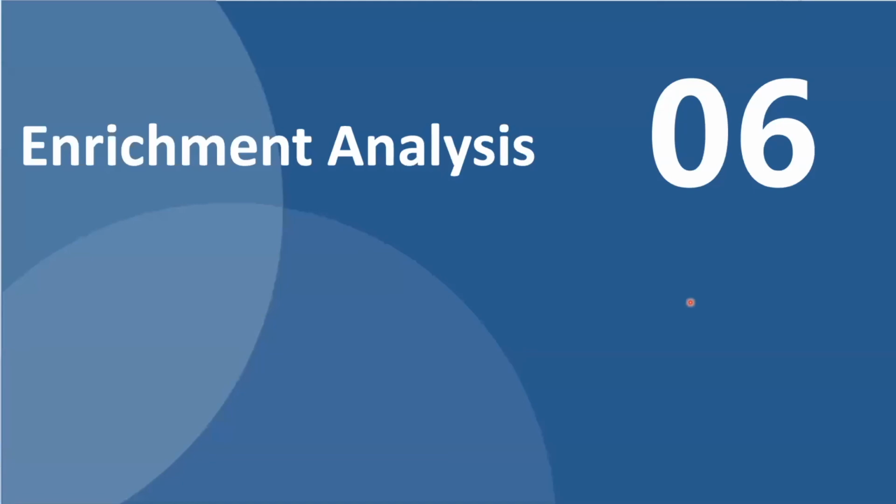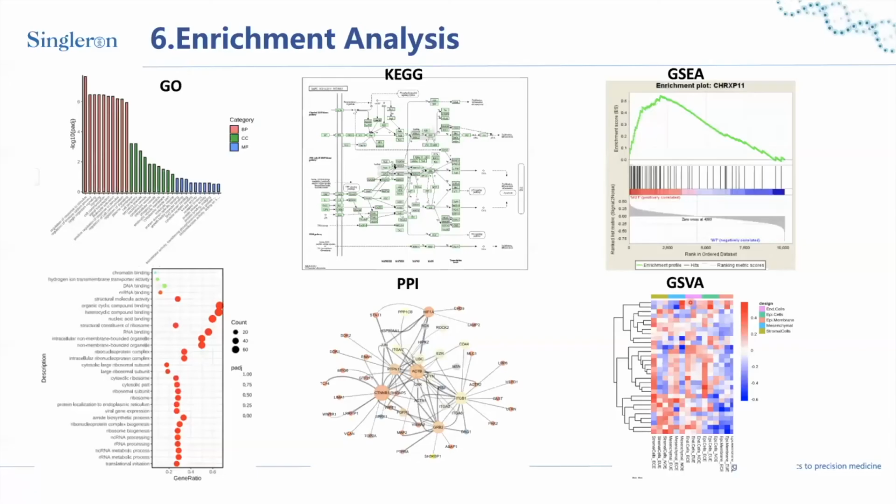So the last part is the enrichment analysis. After we got the list of genes that are differentially expressed, you can do the enrichment analysis. This is very similar to bulk RNA-seq. All the methods of bulk RNA-seq for the enrichment analysis can be used for single-cell RNA-seq data.